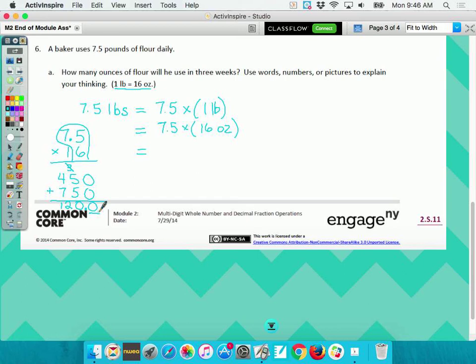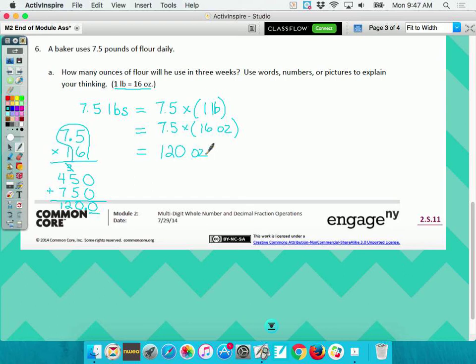Okay, so I got 1,200, but then I remembered, oh yeah, it was 7.5. So I have to place my decimal for the tenths place. So the answer to how many ounces in 1 pound, do I need that 0 at the end? No. And this is how many ounces are in 1 pound. Okay? We're not done yet, so don't turn the page yet.